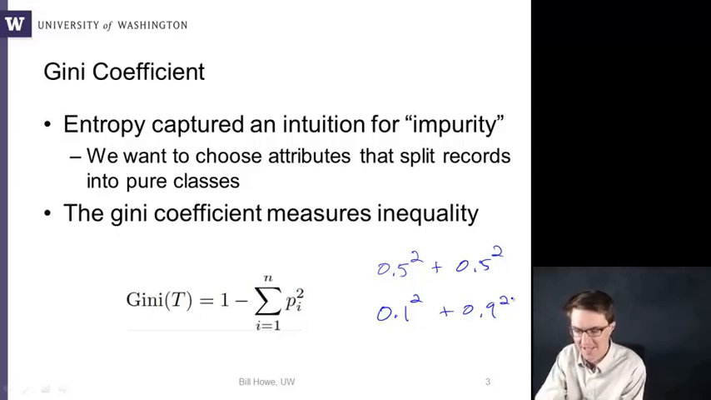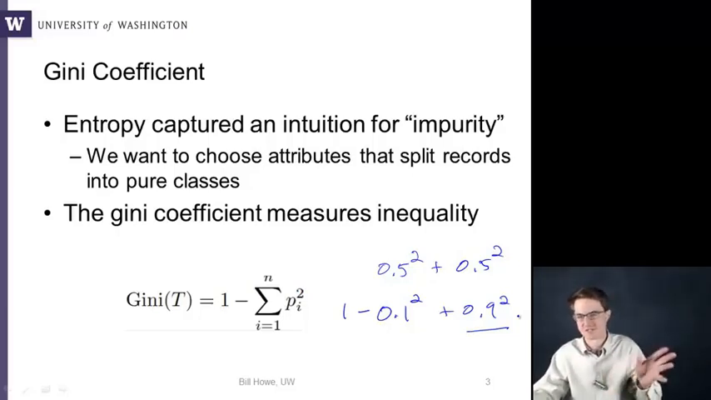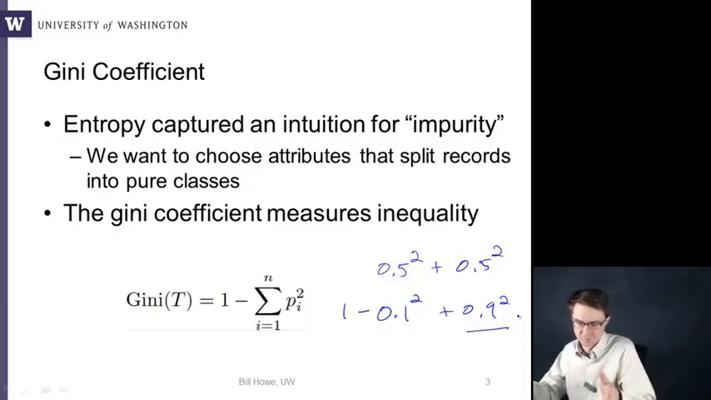So 1 minus that will be much bigger. And this makes sense because if 90% of the values are one value and only 10% are the other, then this attribute is more pure than something that is evenly split. And so you still have this function that's ranging from 0 to 1, capturing some notion of purity. And it has that same property as entropy did.